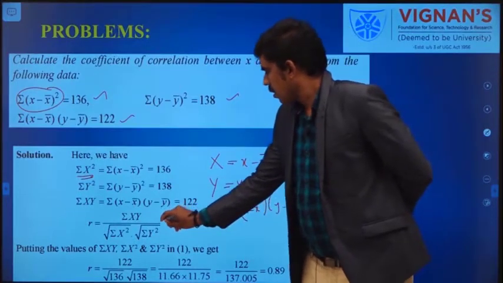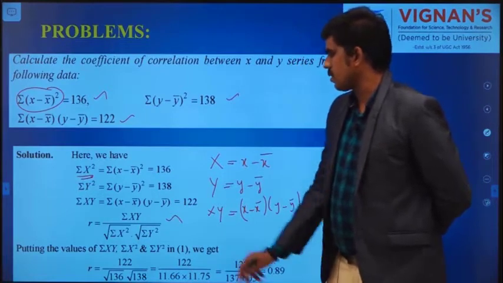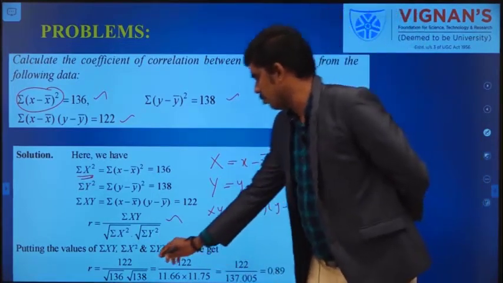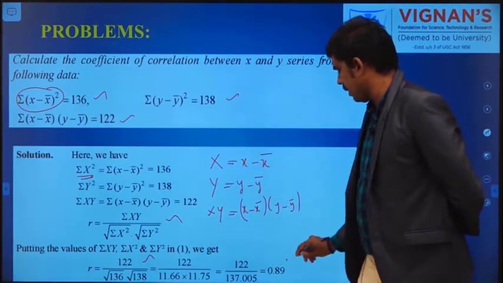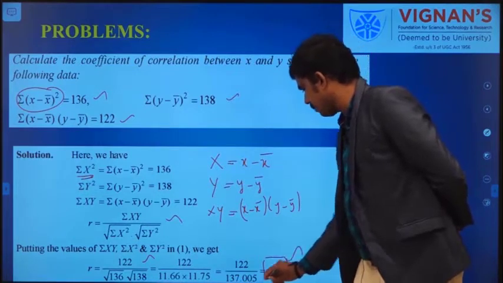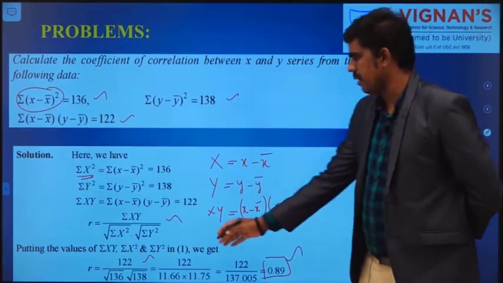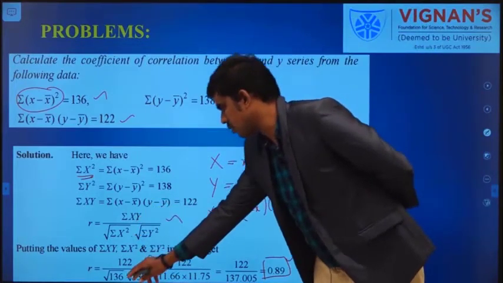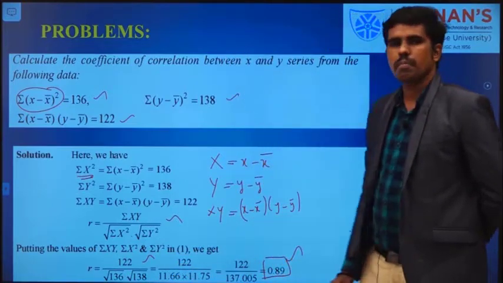You see, r is equal to summation xy divided by square root of summation x square into square root of summation y square. That is the formula. You substitute here, and after substituting the values I am getting 0.89. Simple, right? You know the value of summation xy, and I am substituting summation x square and summation y square. So after all substitution, I am getting 0.89.